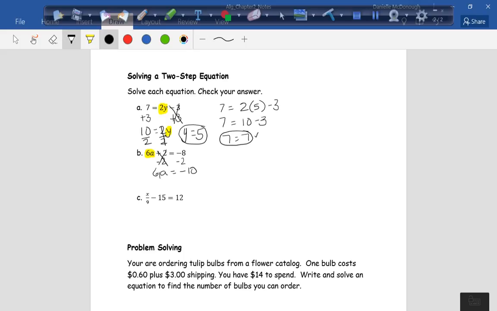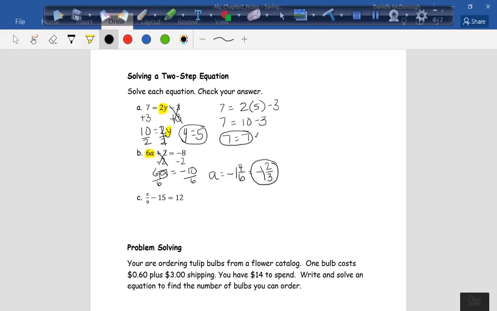From there, to get our a by itself, we have to divide by 6. So what I'm going to have here is a is equal to negative 10 divided by 6. That's equal to negative, well, 6 goes into 10 one time with 4 left over. But that can be simplified down to negative 1 and 2/3. So that is what a is equal to. And I could substitute that back in to check that out.